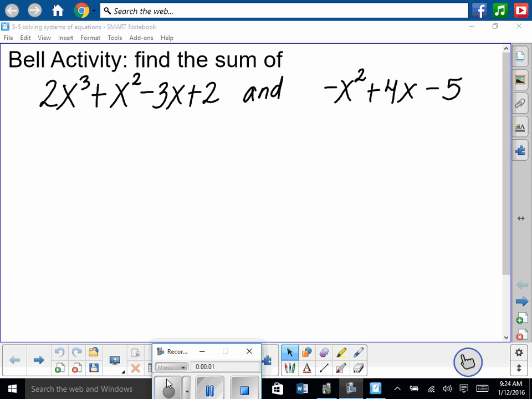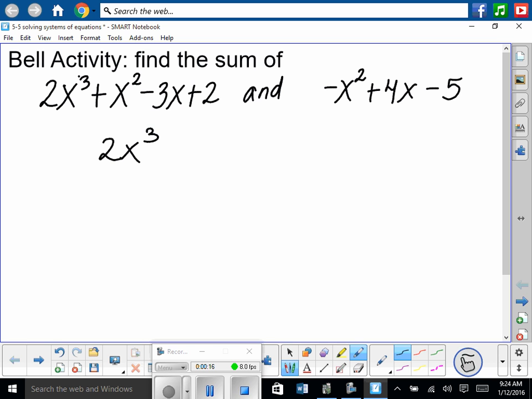of 2x cubed plus x squared minus 3x plus 2 and negative x squared plus 4x minus 5. What do you mean? What do I mean by find the sum? Add them up. So we're just combining like terms here. So 2x cubed, any other x cubes? So we still have 2x cubed.